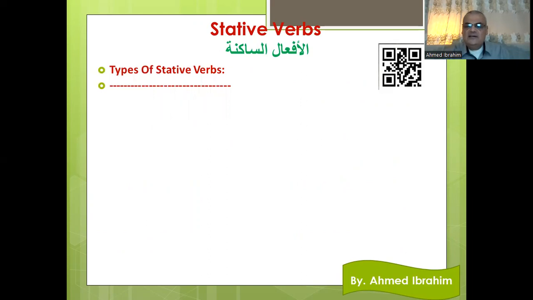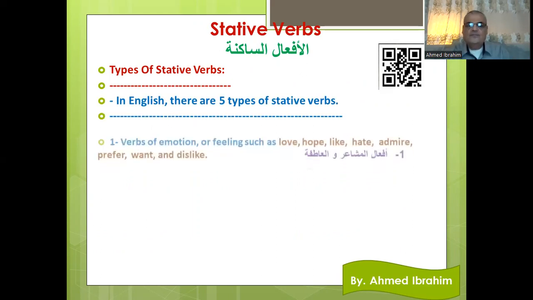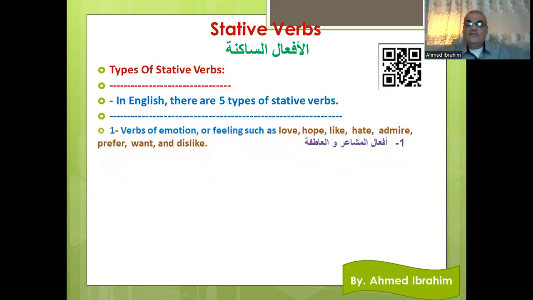Types of stative verbs. ما هي أنواع الstative verbs? In English, there are 5 types of stative verbs. First one, verbs of emotion or feeling, such as love, hope, like, hate, admire, prefer, want, and dislike. Okay, and the meaning is written in Arabic.